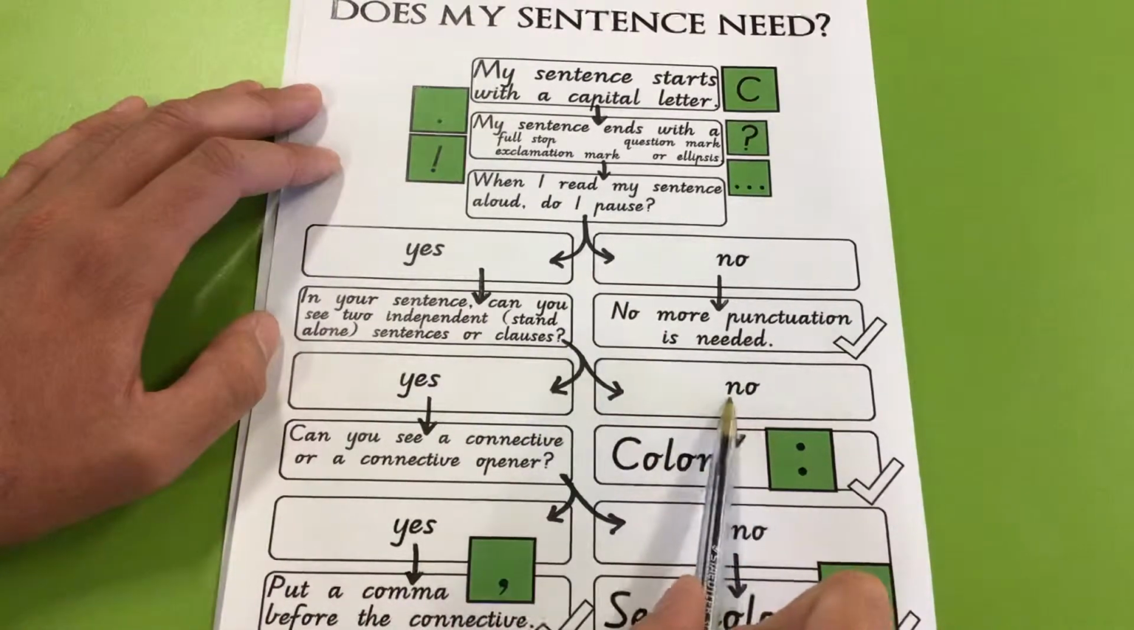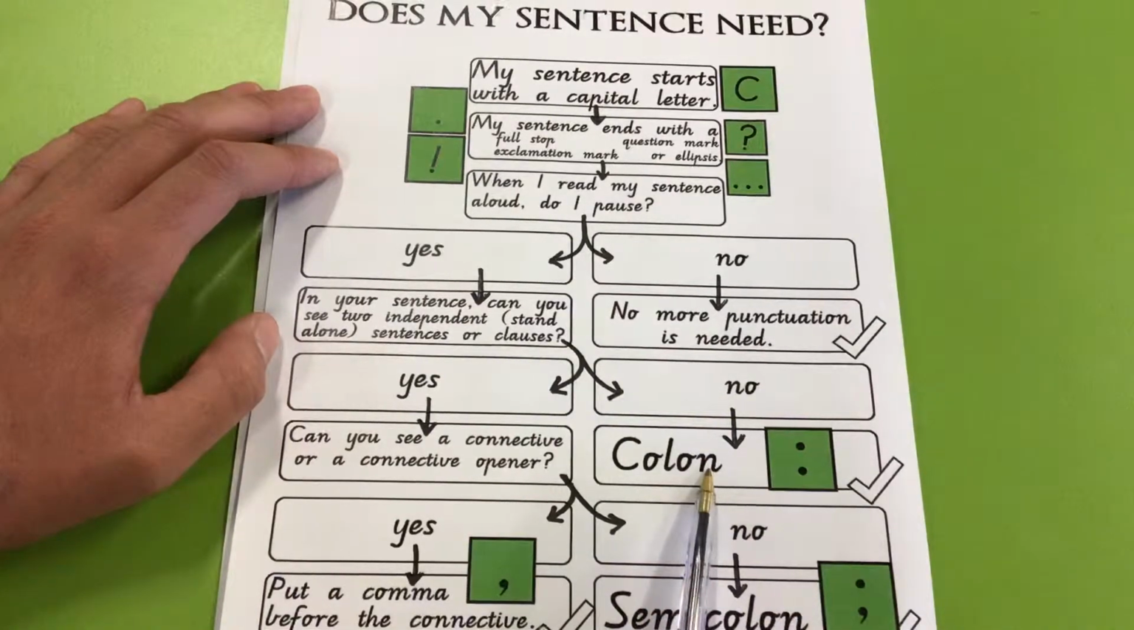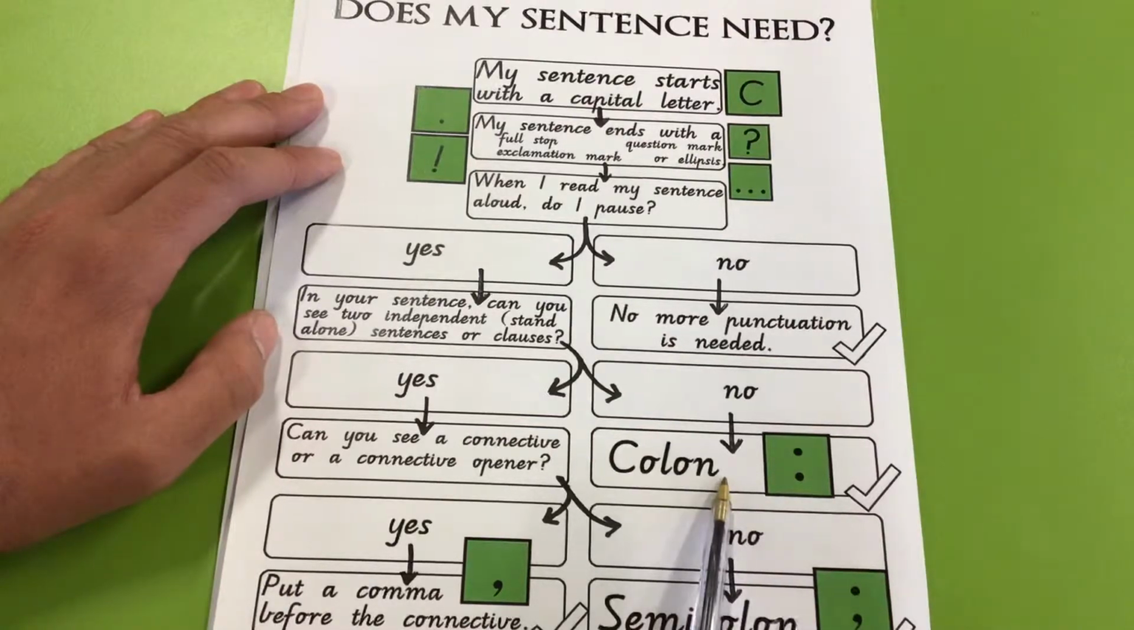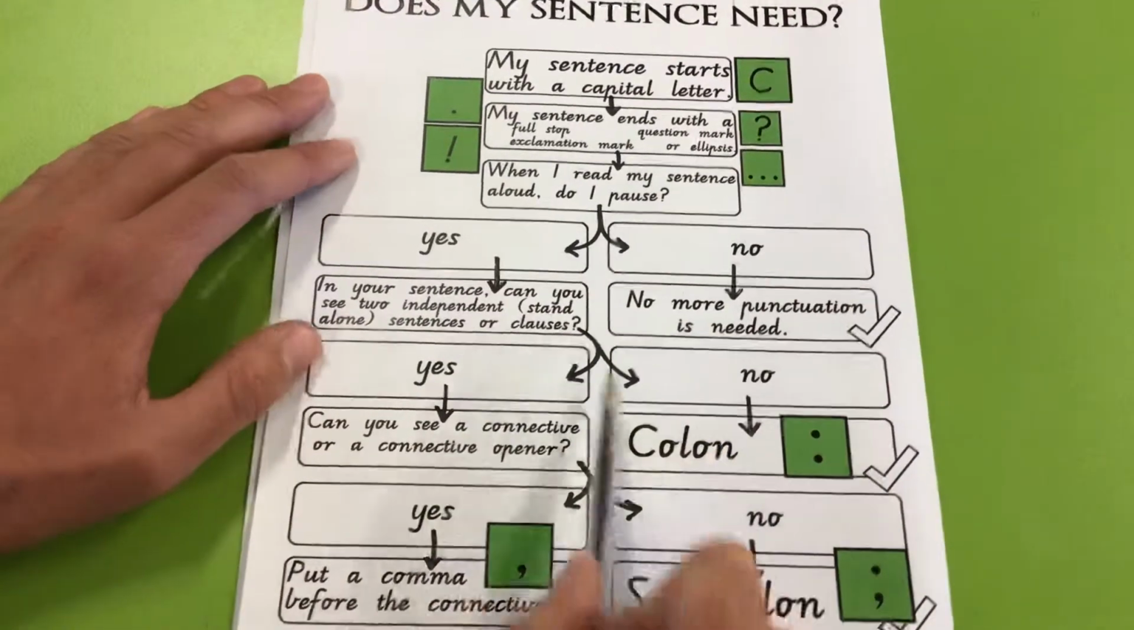If they don't make sense by themselves, then it's going to be a colon. I'll show you what that looks like in just a sec. Put a colon where you pause. That's often around things like lists. Those don't make sense by themselves, so we have a colon for those.